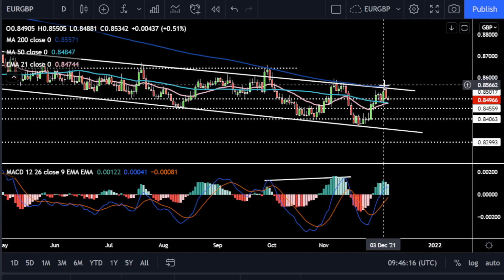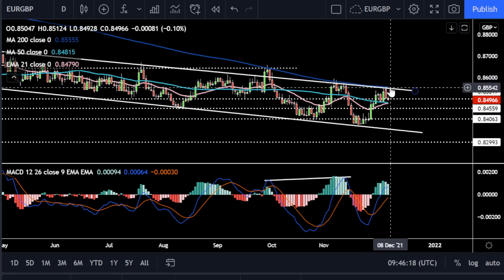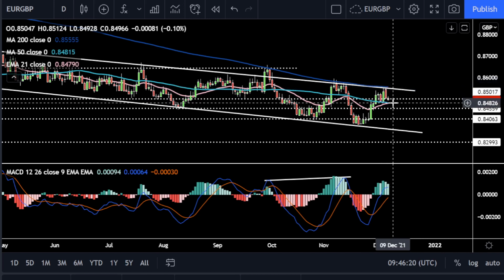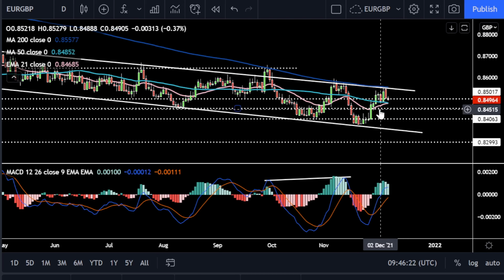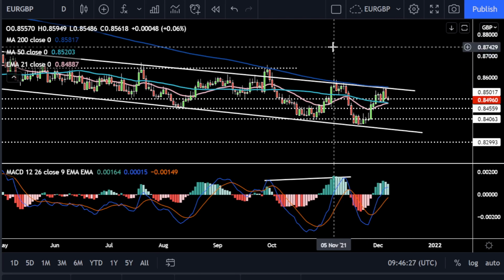Targets wise, basically the 200-day simple moving average on the upside around 0.855, and then on the downside, I would say these moving averages here will be key, as well as the 0.845 level.